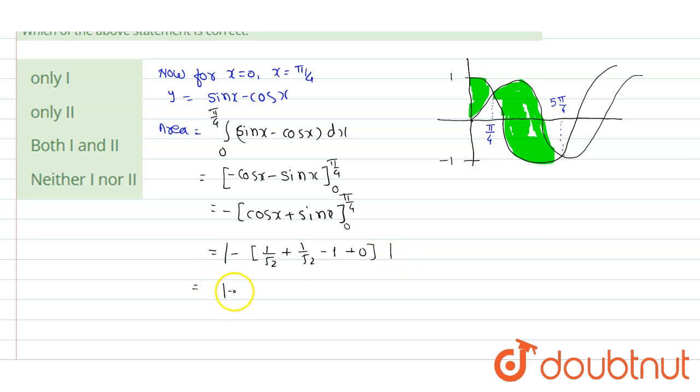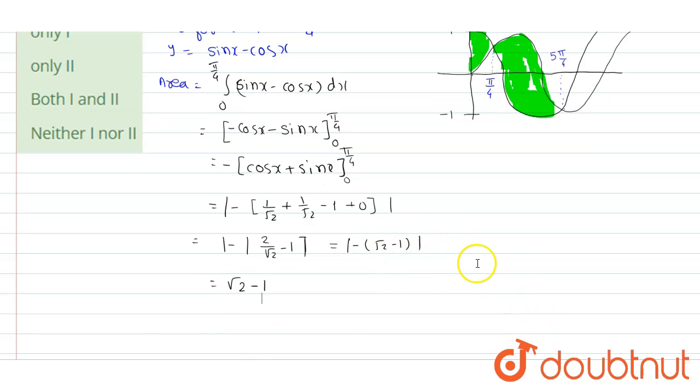Then what remains is the modulus of minus (2 by root 2 minus 1). In the modulus, 2 by root 2 means 2 is converted into root 2 into root 2, root 2 cancels, so we get root 2 minus 1. The modulus of minus (root 2 minus 1) equals root 2 minus 1. So the area is root 2 minus 1.